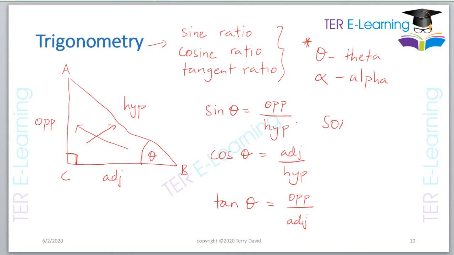We say SOH CAH TOA. This is what I use. Some of you may have something different in school, so this is something I use. So look at this first thing here. SOH means sine is opposite over, oh sorry, I made a mistake. Let's write that over.